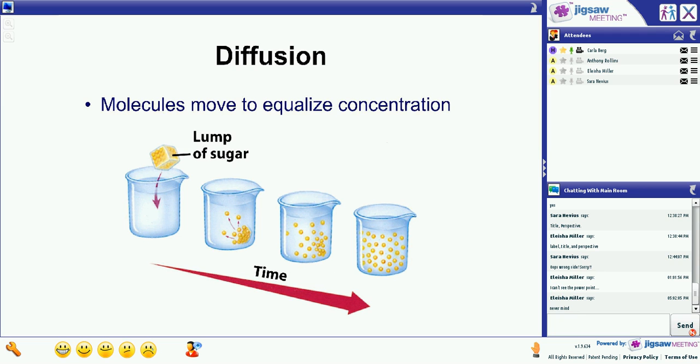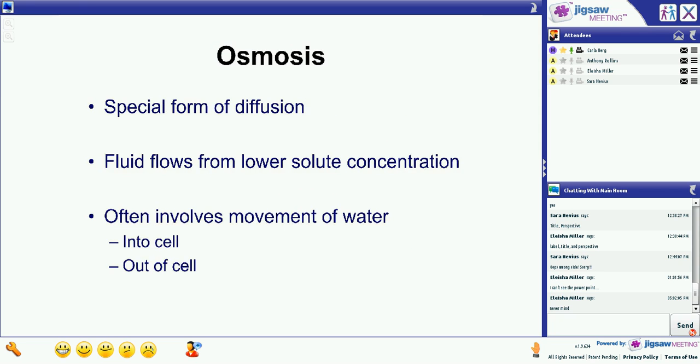Another easy example of this is if you take a drop of food coloring and you drop it into a cup of water. The food coloring disperses or moves to make the entire cup of water the same color. That's an example of diffusion. Osmosis is a special form of diffusion. In osmosis, the fluid flows from lower solute concentration to higher solute concentration.